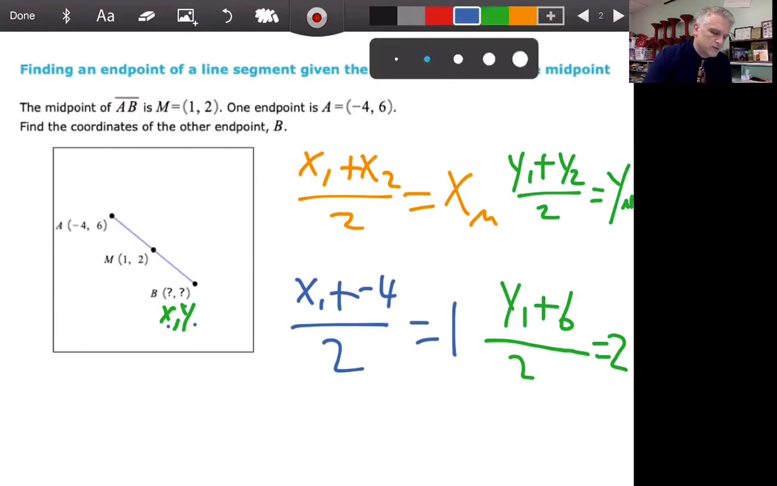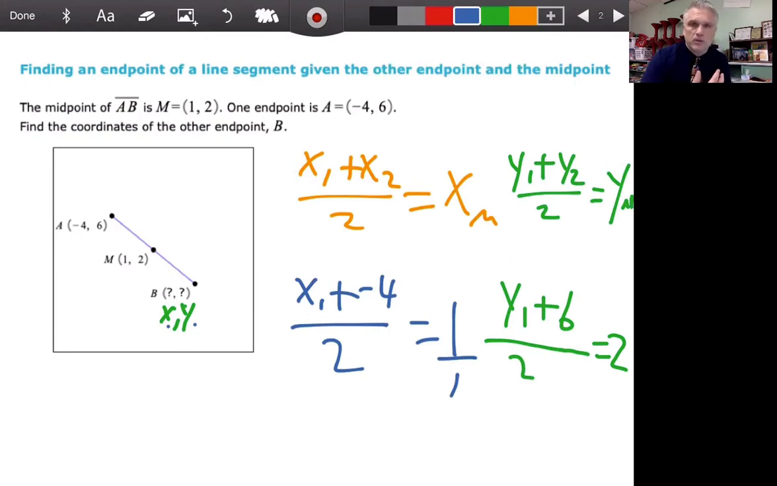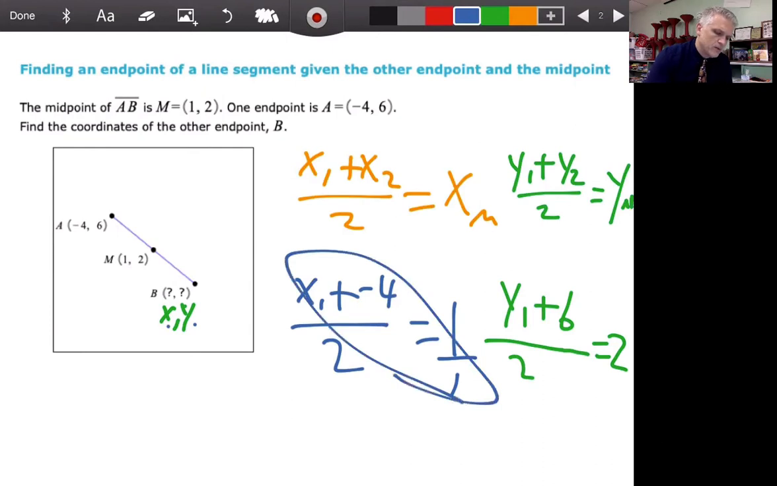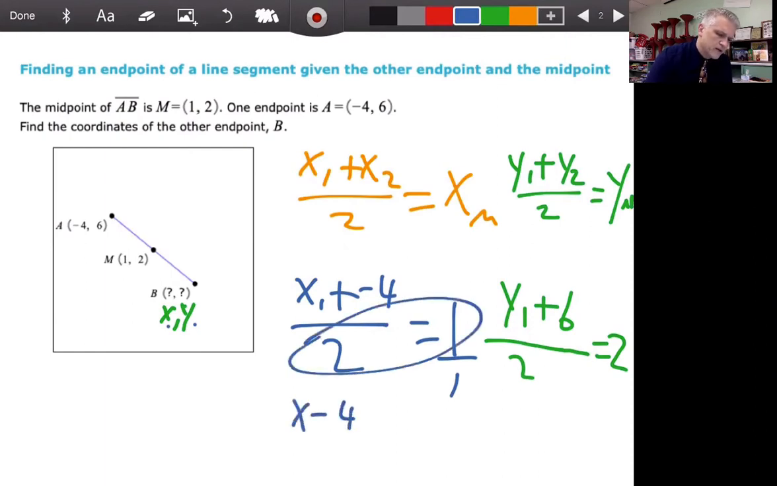So let's look at the x coordinate. We can either multiply both sides by 2, or if you imagine putting a 1 under this 1, we could cross multiply. Either way, you're going to do the same thing. So if I multiply x plus -4, I'm going to call it x minus 4, times 1, I get x minus 4. If you multiply on the other diagonal to cross multiply, you get 2. x minus 4 equals 2. Add 4 to both sides of the equation. x is 6.